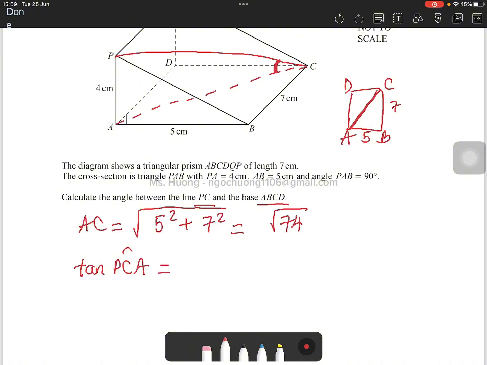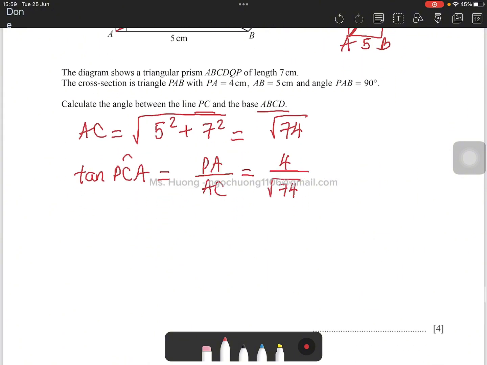Tan of PCA is equal to opposite PA over adjacent AC. PA is 4, AC is root 74. And to find the angle PCA, we find the inverse tan of 4 over root 74. So the answer is 24.9 degrees.